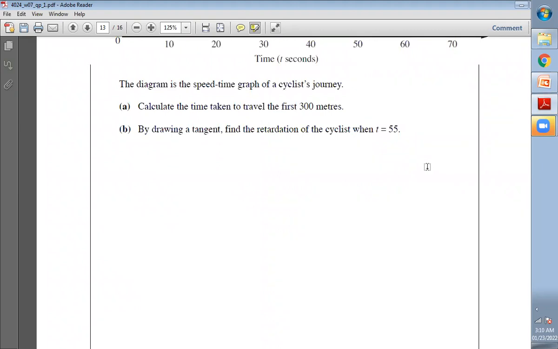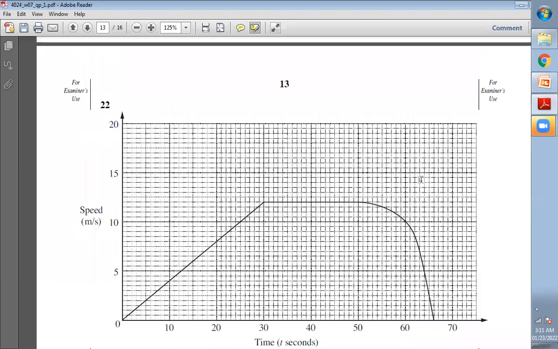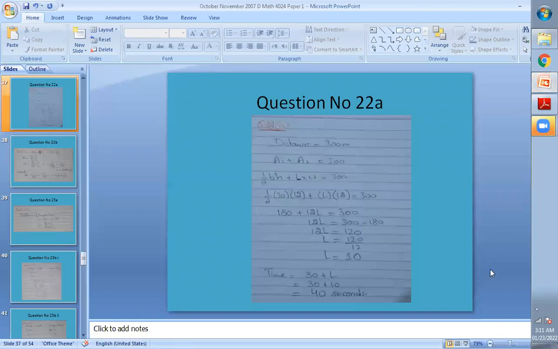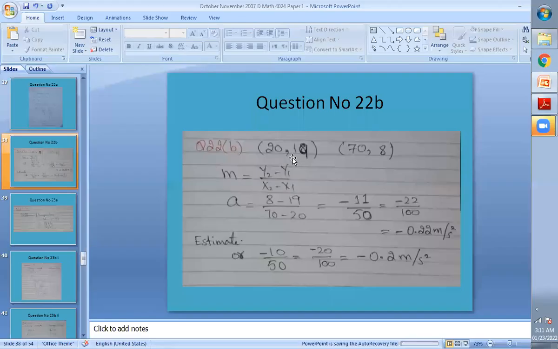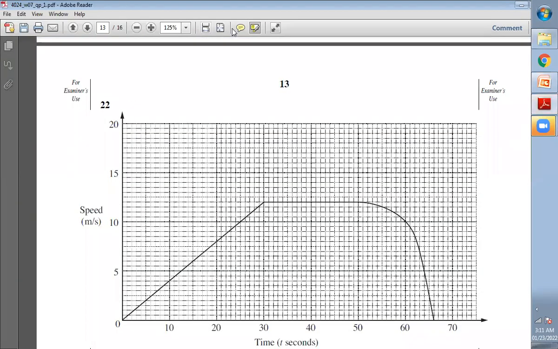By drawing a tangent, find the retardation of the cyclist when t equals 55. So I will draw a tangent at 55. 55 is 1, 2, 3, 4, 5. From here, I will go here, and here I will draw a tangent. Okay, so I have already done this. Question number 22B, we have to draw a tangent, and I think I forgot to write. So when you take 2 points on that tangent, I have not shown that diagram, but you can draw. Let me show you. You see, I can show you this very easily.